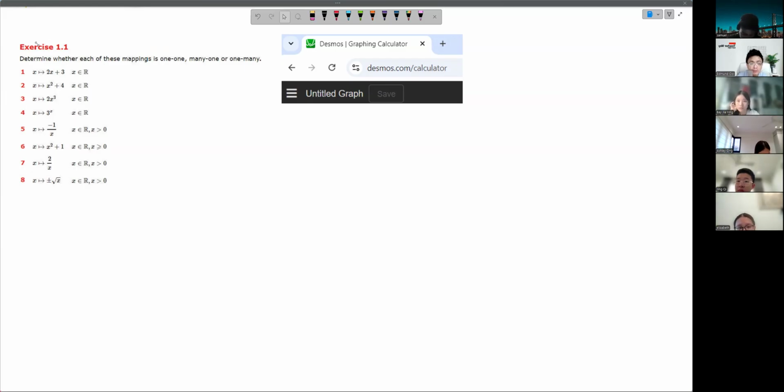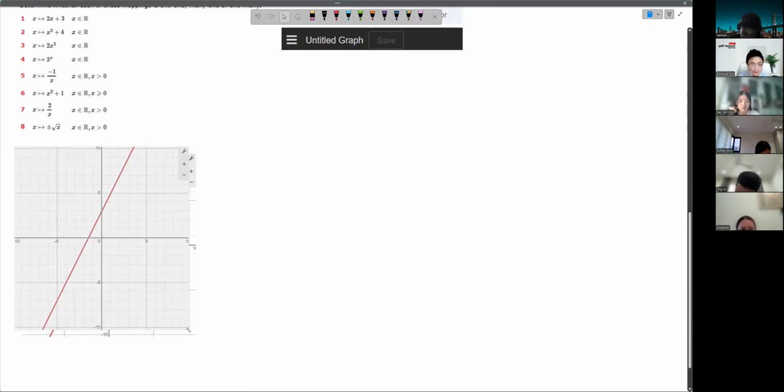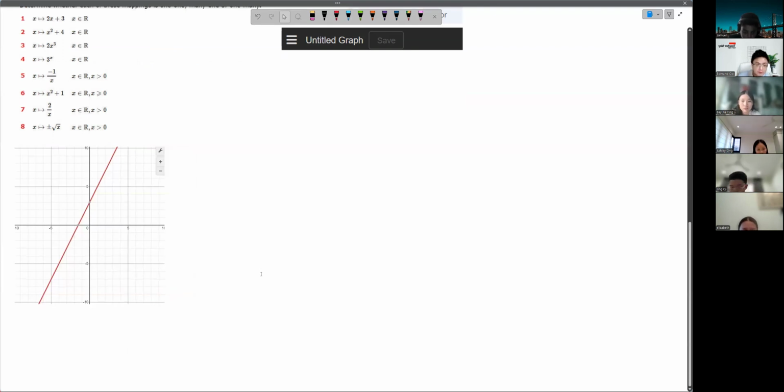So you also can try it by yourself, okay? You can use this website to try it. So this is 2x plus 3. Okay. So this is y equals to 2x plus 3.